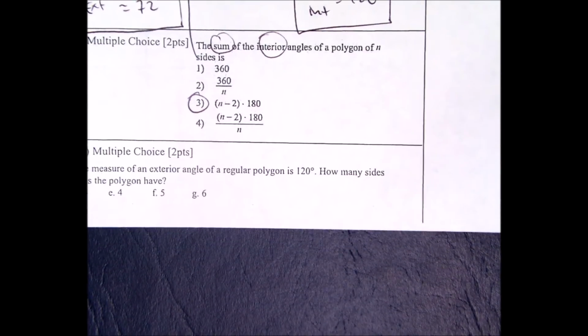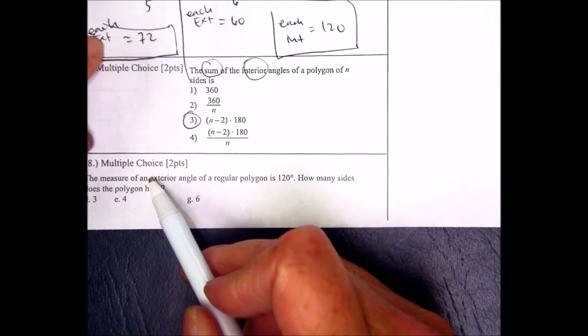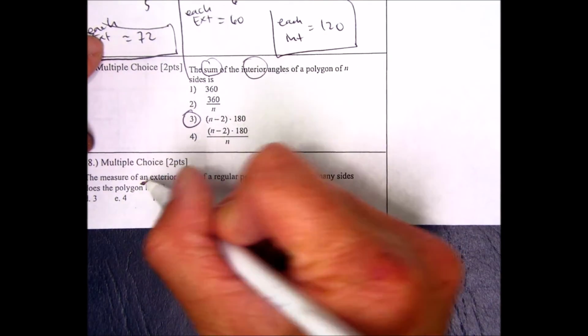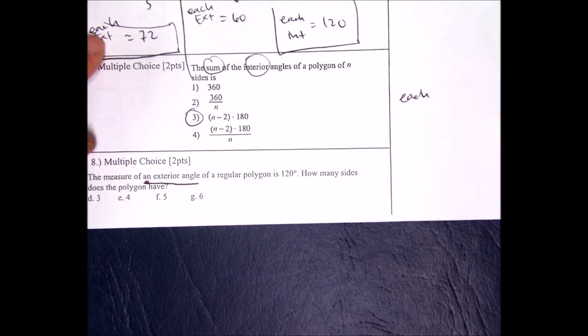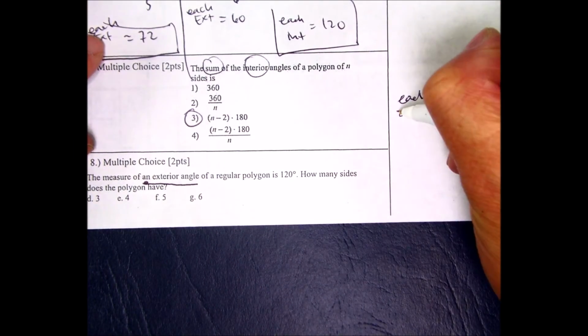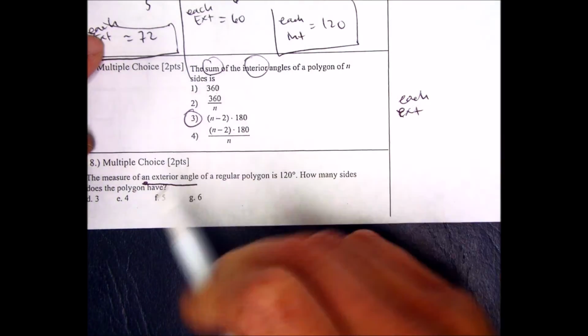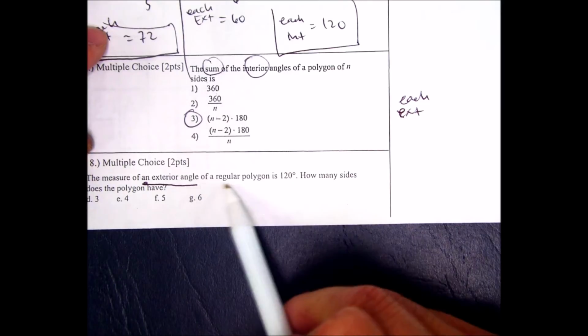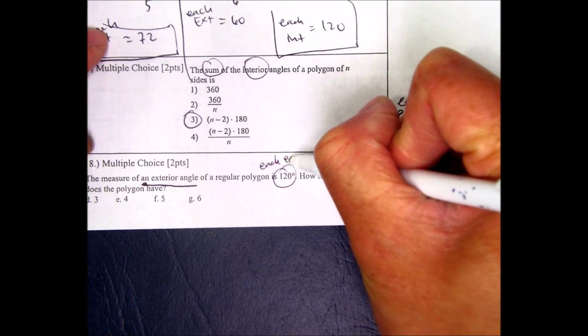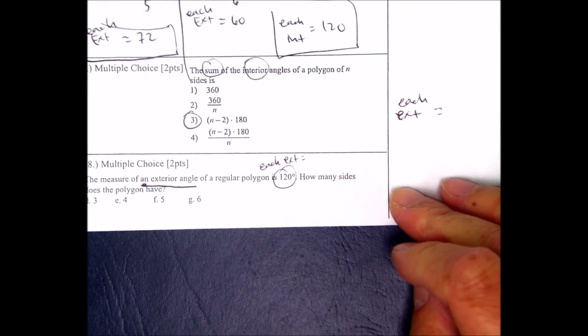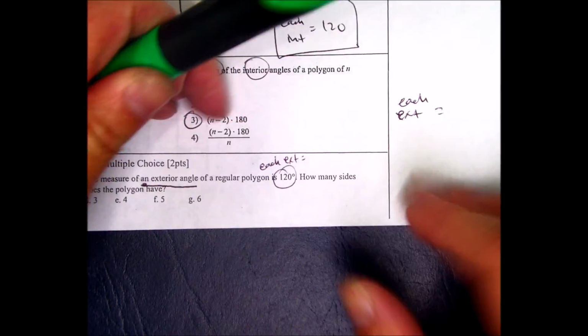Question number 8. Give me all that space. Sorry about that. The measure of n. So n exterior angle, that is each exterior angle. Do you see that? It doesn't say the word each, but that's how it works on my formula sheet. It's just 1. So then it tells you it is 120 degrees. So each exterior is equal to 120 degrees. So I'm just going to highlight that in green here.